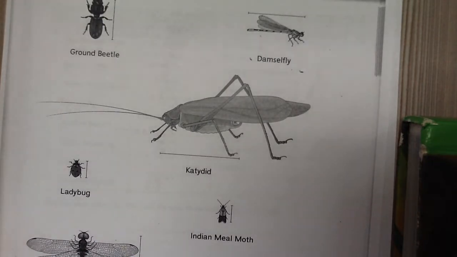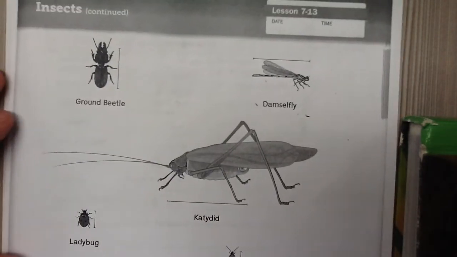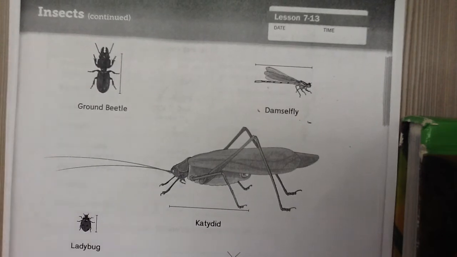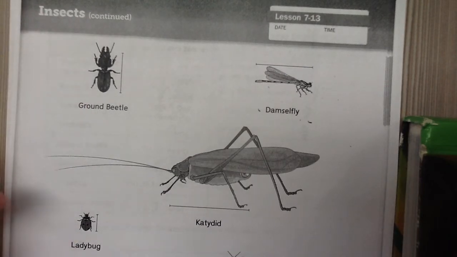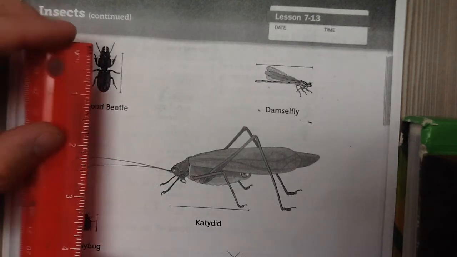All right, so now we move on to page 265. And on page 265, I'm going to do probably 1 or 2 with you here. Probably let's do the ground beetle and the ladybug. And then I want you to try them on your own. After you've measured them, check them with me before you write them into the chart on 266. So let's take a look at the ground beetle.